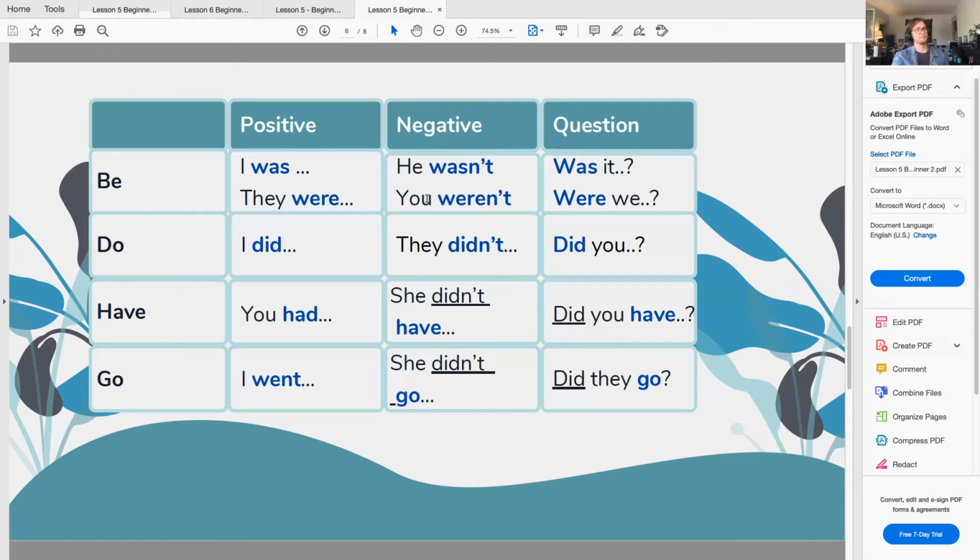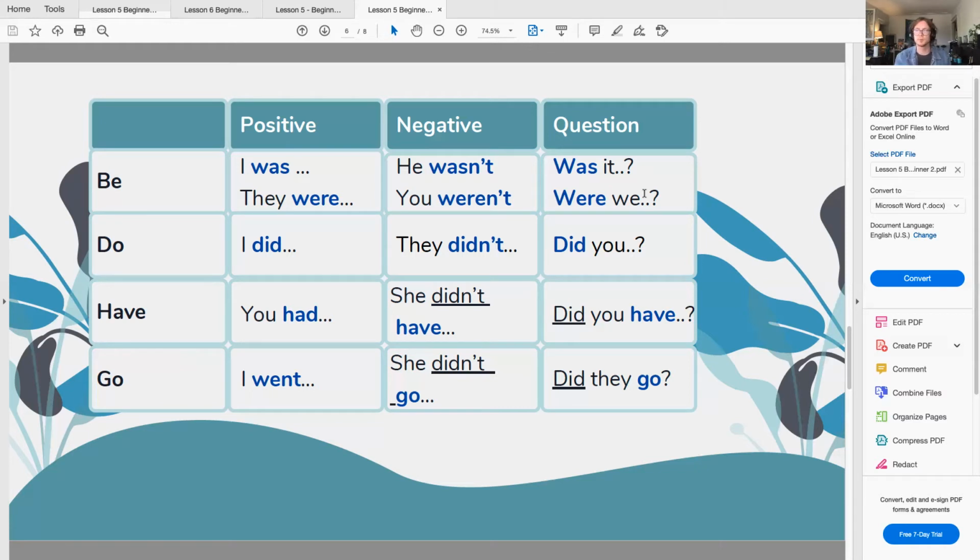So for a personal pronoun such as you, you would say you weren't, in the same way that you would say that for plural nouns, such as they, we, things like that. So you weren't. And then to make it a question, you just flip where you're putting the verb in relation to the subject of the sentence. So instead of saying it was, you'd say was it, and you've turned it into a question. Were we, turned into a question. You just need to make sure that you've conjugated the verb correctly for the subject in question.